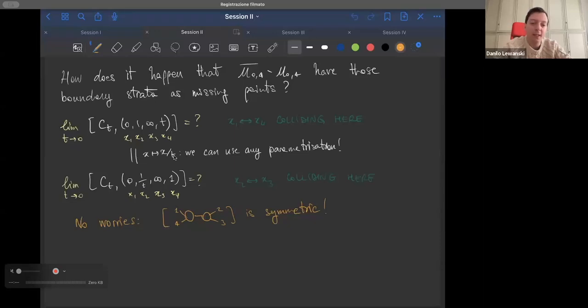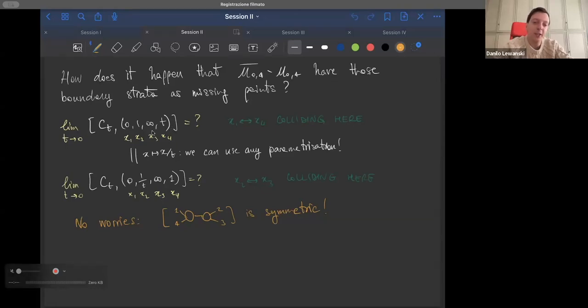But of course, you're in the projective line. So what you can do is just reparameterize. You can just send x to x over t. And with this trick, you will see that t divided by t is now 1. Infinity divided by t is still infinity. 1 divided by t is 1 over t. And 0 divided by t is just 0. But now when you're taking this limit and t goes to 0, this one is going to infinity. So now x2 and x3 are colliding.